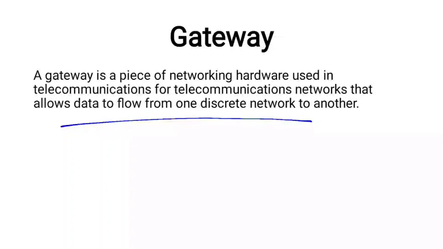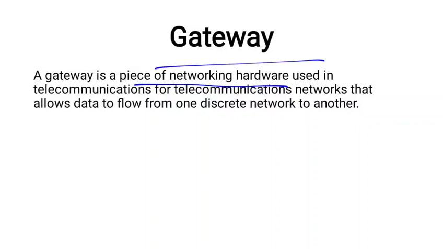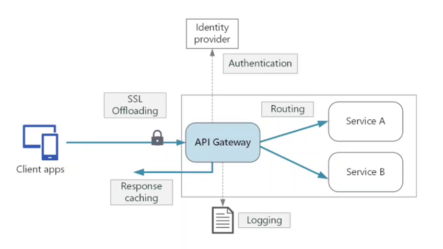Now next is the gateway. A gateway is a piece of networking hardware used in telecommunication that allows data to flow from one discrete network to another. Okay, now what is an API? This gateway helps to connect multiple sources. This is an API. How will this API perform its work? API means, this is a gateway. Okay, API performs as an application programming entity. Now first of all, we are talking about this gateway.